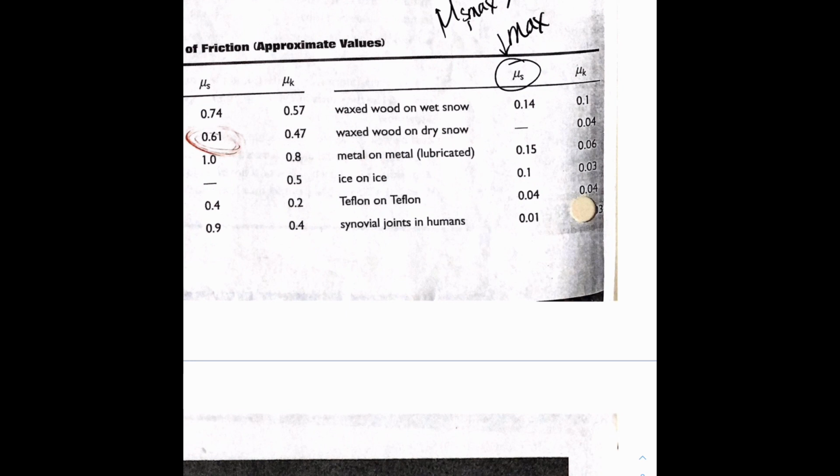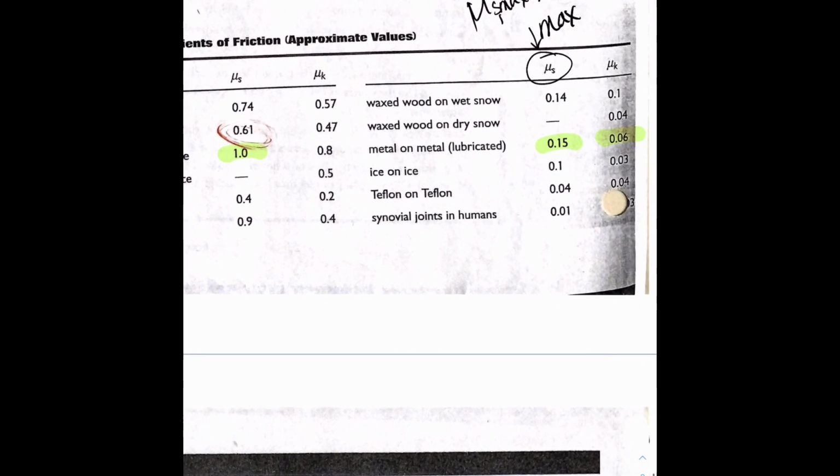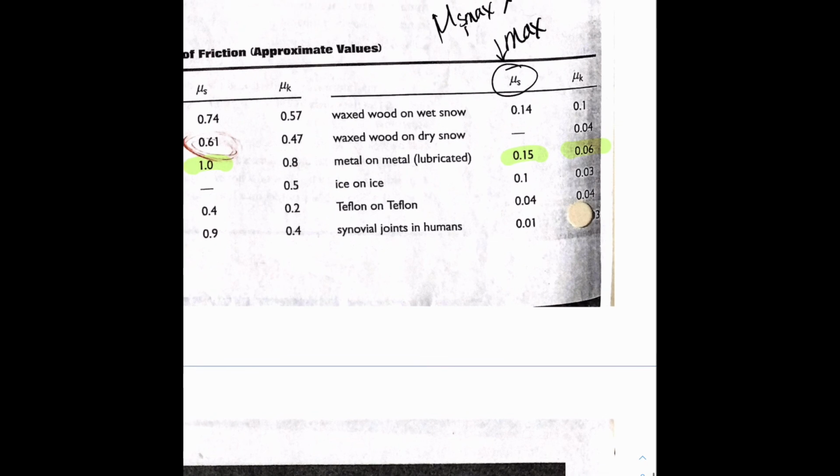If you look at all these values, let's just compare two really quick. 0.15 for mu static max for metal on metal, and 0.06 for mu k. And notice the values tend to be between 0 and 1. We have one value, rubber on dry concrete, which is a value of 1. It can be greater than 1. None of these are here. But there was one that looks like the hole punch kind of ruined. I don't know what that was. If you want to know, let me know, and I'll tell you.